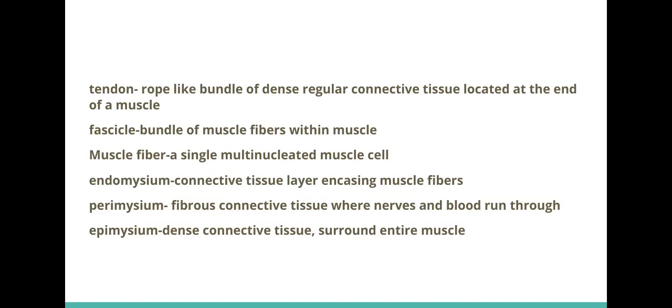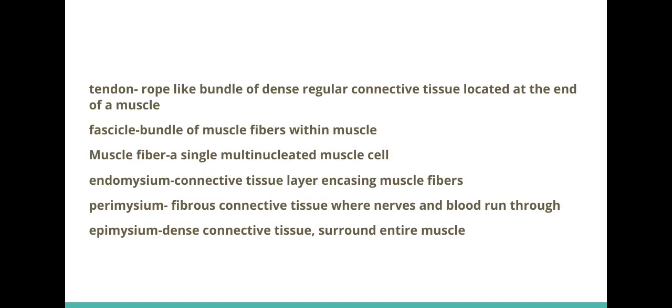A muscle fiber is a single individual muscle cell, and it's wrapped in a surrounding sheath of tissue called endomysium. Endomysium is a delicate connective tissue layer that is going to be around each individual muscle fiber or muscle cell. And it's really going to help it stick to other muscle fibers, and it's going to be where there are some nerves and capillaries.